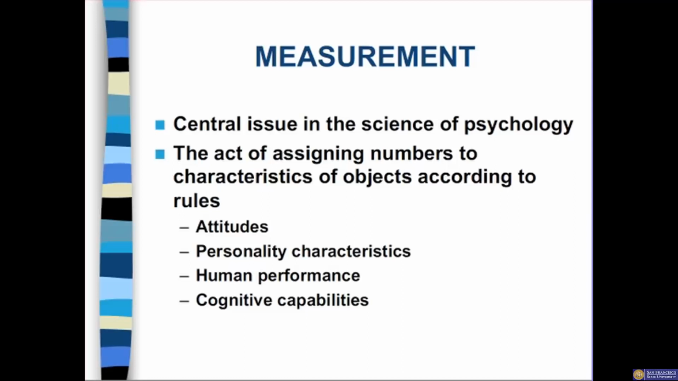How we may measure variables, I'll go into different types of variables, but measurement is the central issue in the science of psychology. It's the act of assigning numbers to characteristics of objects according to certain rules. So these include things like attitudes, personality characteristics, performance, like job performance or extra role performance, or cognitive capabilities in general. We often use the term constructs to describe these types of concepts that we're measuring, psychological constructs.